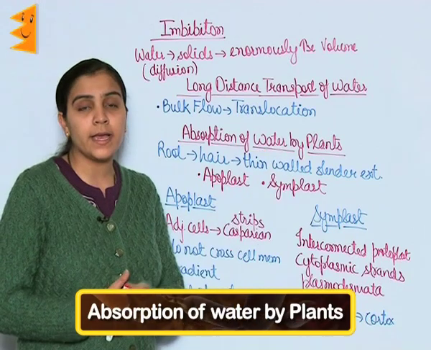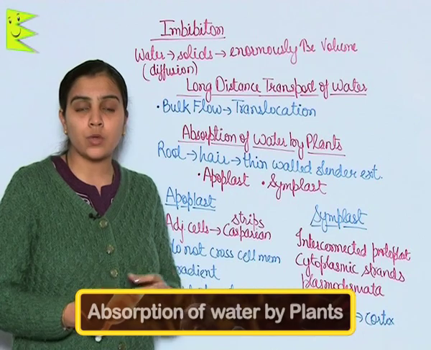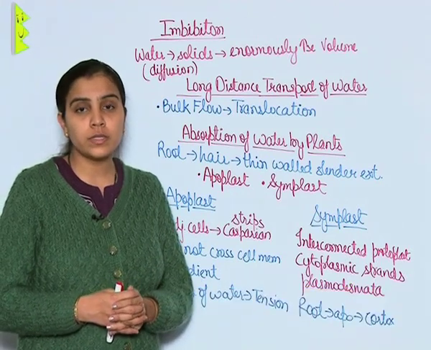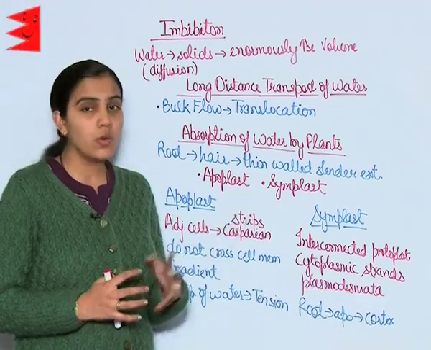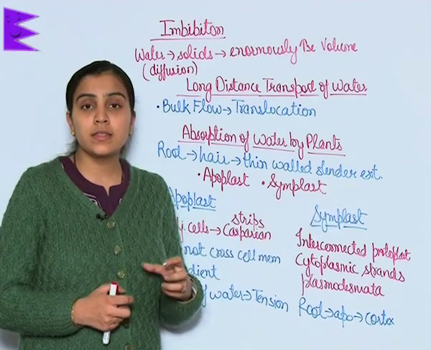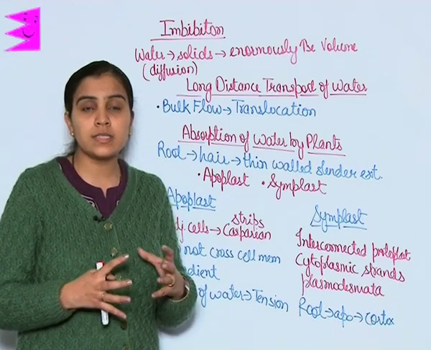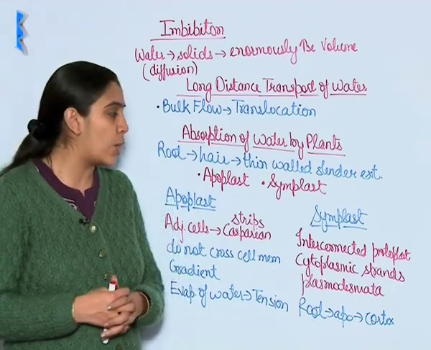Absorption of water by plants. Usually water is absorbed by roots. On roots, root hairs are present, which are thin-walled cylindrical extensions. These help in increasing the surface area for absorption.